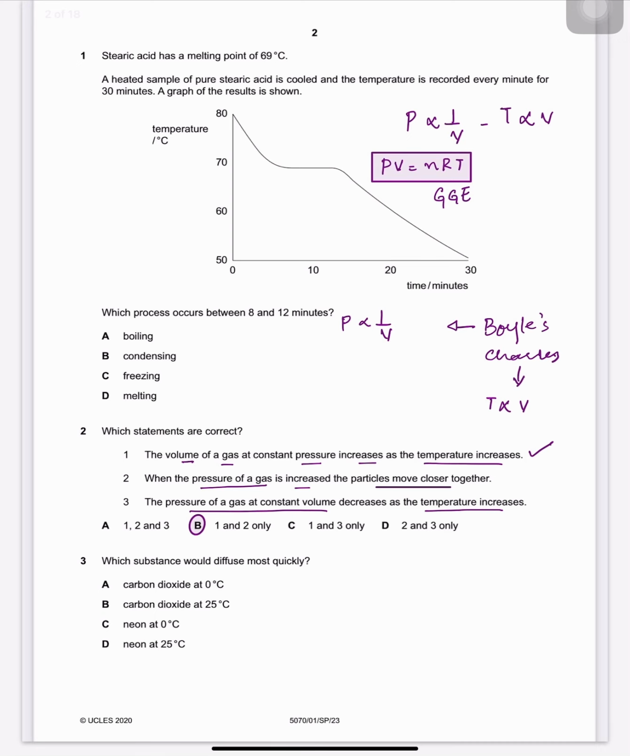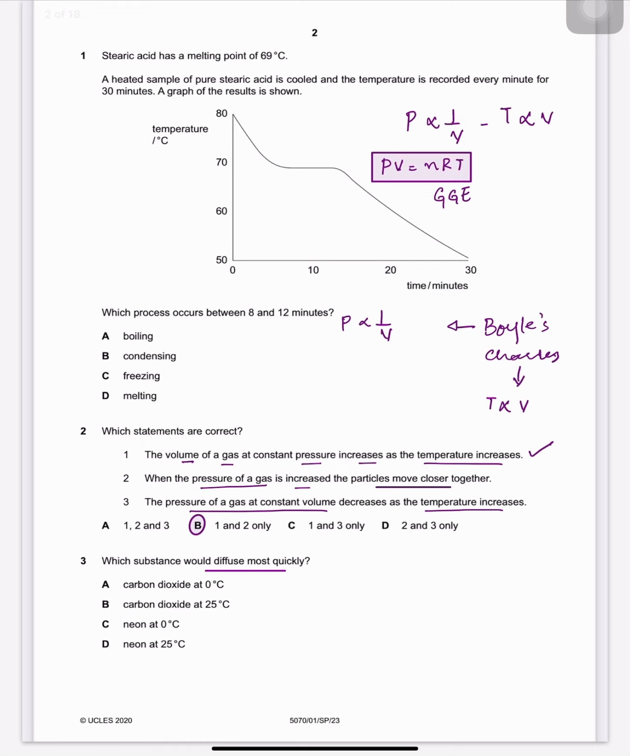Which substance would diffuse most quickly? We have studied diffusion. What is diffusion? Diffusion is the movement of particles from an area of higher concentration to an area of lower concentration. Diffusion is affected by two factors, as I have told you in class, and the YouTube lecture is uploaded as well. One factor is temperature, whereas the other factor is molecular mass. The higher the temperature, the higher the diffusion. The lower the molecular mass, the higher the diffusion. So diffusion is directly proportional to temperature, but inversely proportional to molecular mass.